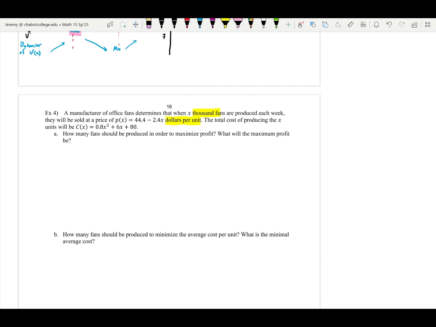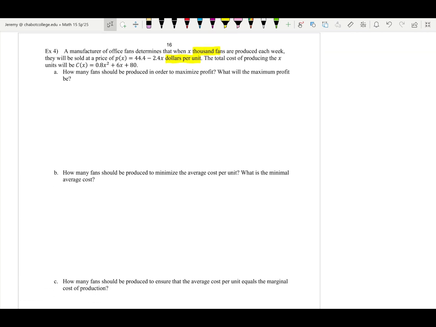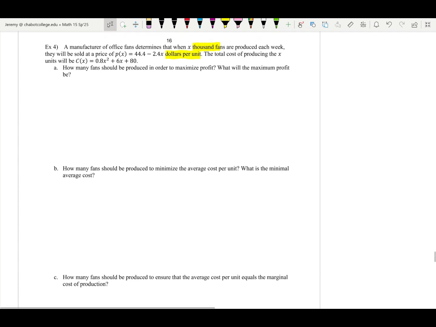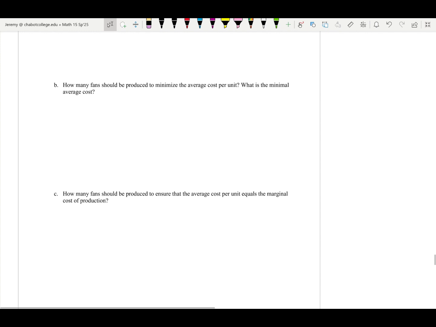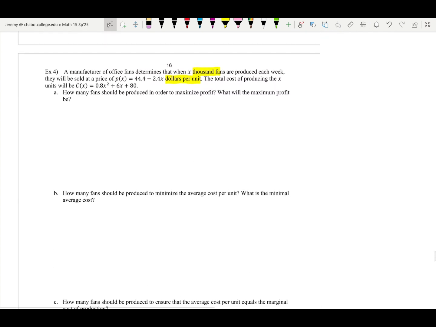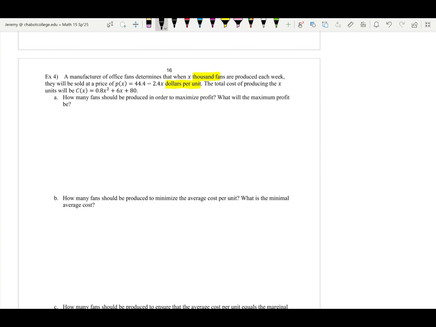So what are we trying to figure out here? How many fans should be produced in order to maximize profit? Seems like a pretty obvious application of optimization, maximizing profit. What will the maximum profit be? And for part B, we want to know how many fans will be produced to minimize the average cost. What is the minimum average cost? And then at the end, we want to figure out how many fans should be produced to ensure that the average cost per unit equals the marginal cost of production. Okay, quite a bit to sort through here.